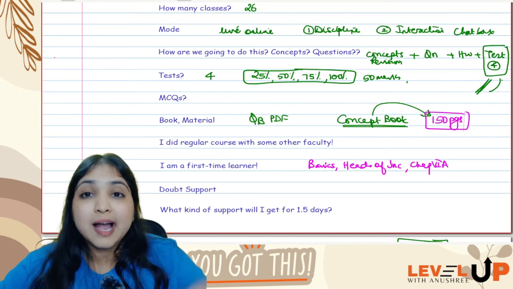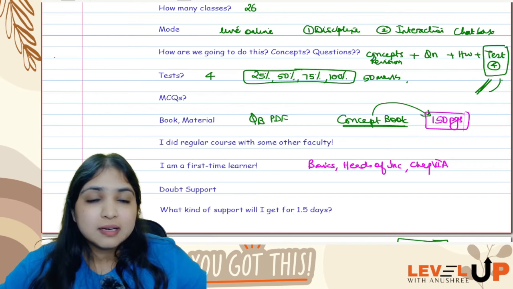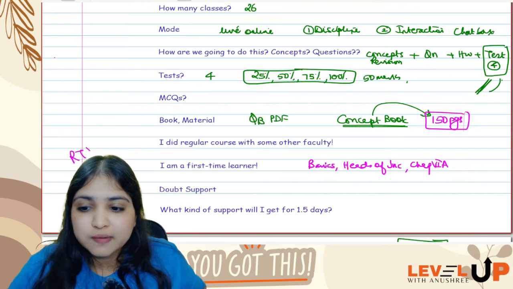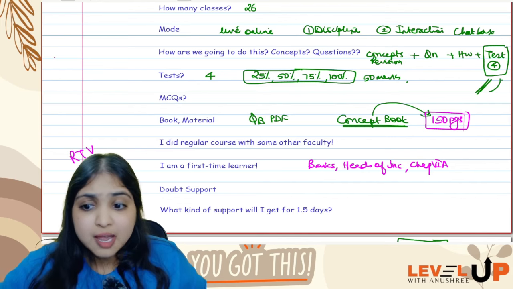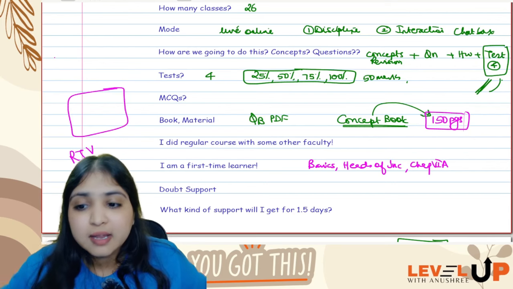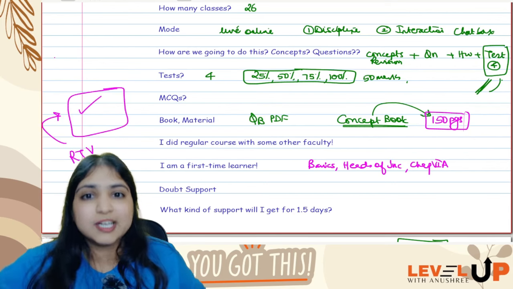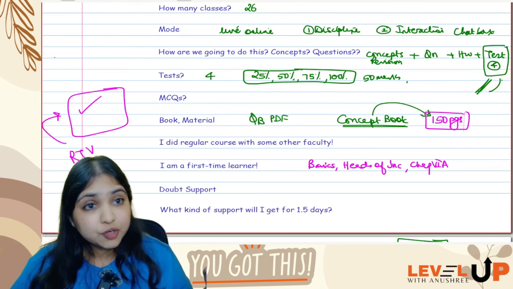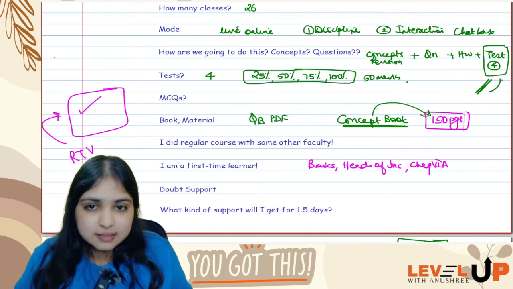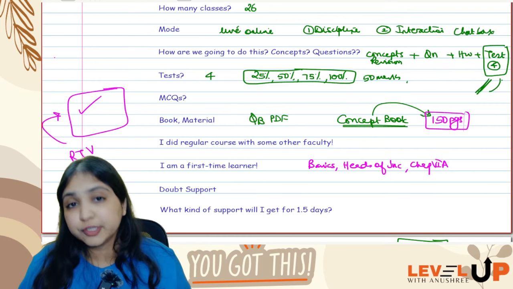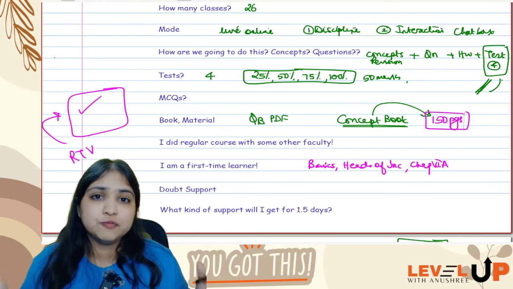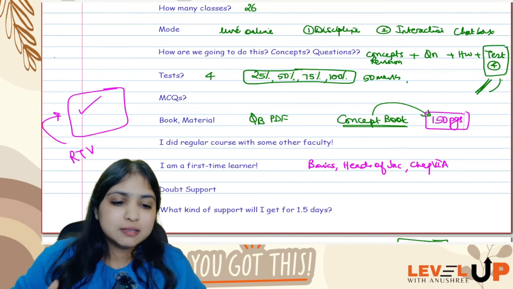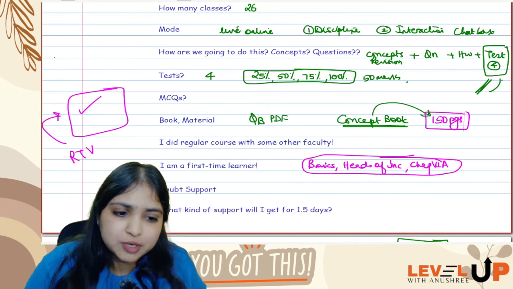For example, I just have to tell you one point: yes, you know that for road transport vehicles there is no additional depreciation, but there is one exceptional case where even for a road transport vehicle additional depreciation will come in. You're understanding? So if you're a first time learner, I will say that this batch may not be perfect for you. It's more suitable for relearners, who have some knowledge over here.